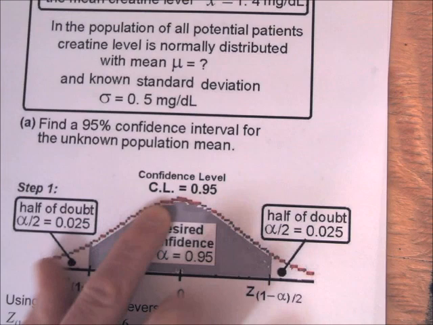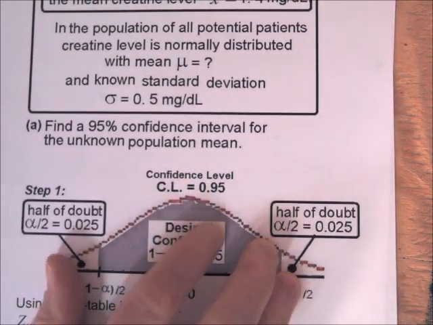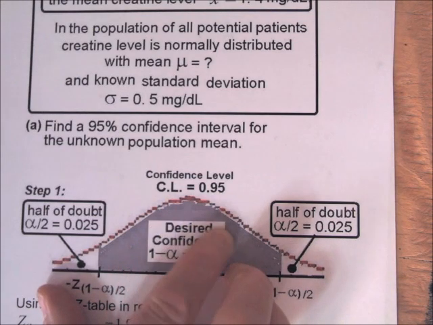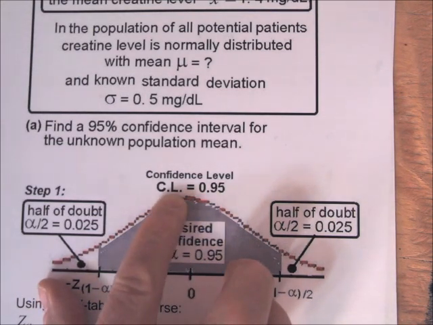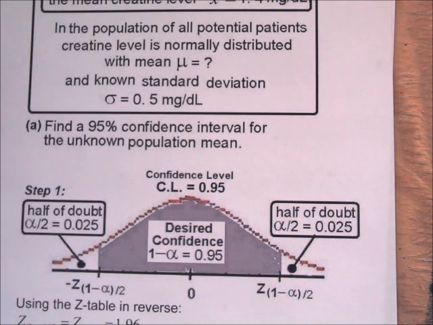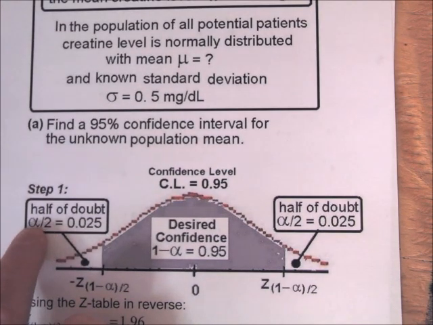And some of the exercises in WebAssign, they'll ask you to fill in the label on a graph like this. So CL, confidence level, 0.95. The alpha over 2, our level of doubt is 5%. So 100% minus 95% is 5%. That's our level of doubt. That's also called the level of significance, and that's represented by the Greek letter alpha.